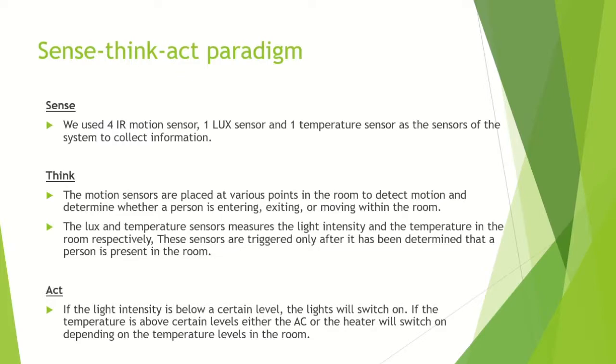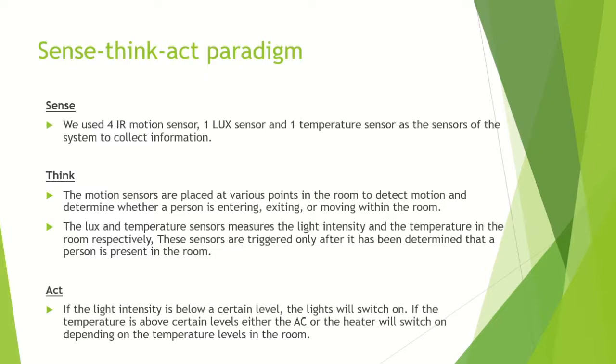Hi, my name is Prem and I will be going through an overview of our project. The Sense Think and Act paradigm of our project is as follows. For the sensing part, we will be using three different kinds of sensors: motion sensor, lux sensor, and temperature and humidity sensor. We will be using four IR motion sensors, one lux sensor, and one temperature sensor. These sensors will be used to collect information about the surrounding of the room. This data will be then used in the thinking process of our system.